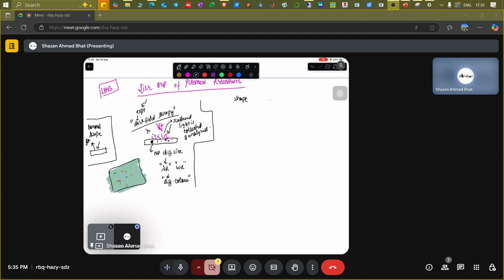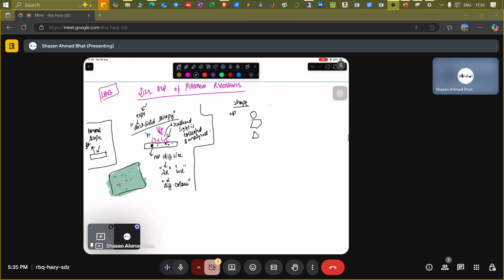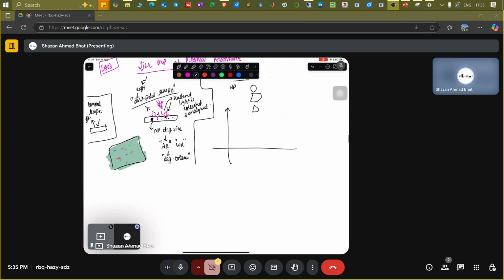It also depends upon the shape. If you have nanoparticles of different shapes, let's say circle or triangle, then the resonant frequency of the scattered radiation, if we draw it versus the resonant wavelength, is going to shift accordingly. This will be for a sphere, this will be for this shape, this will be for a triangular shape. All are going to have a different resonant wavelength altogether.